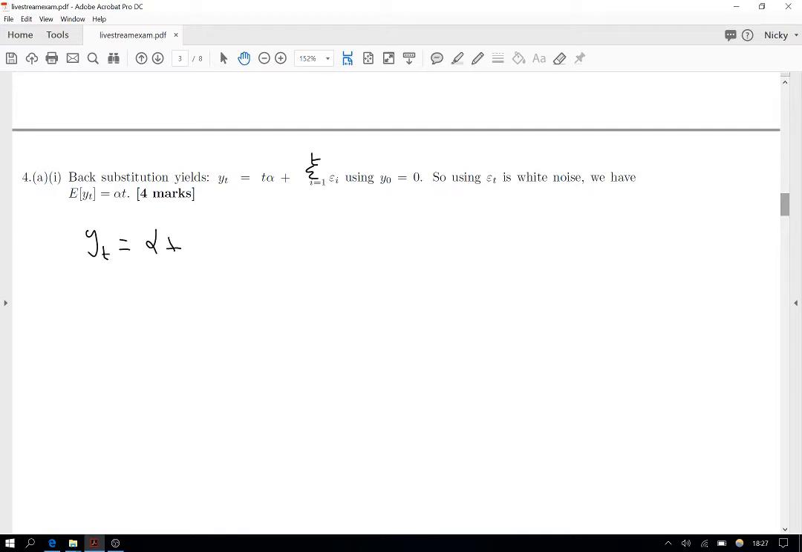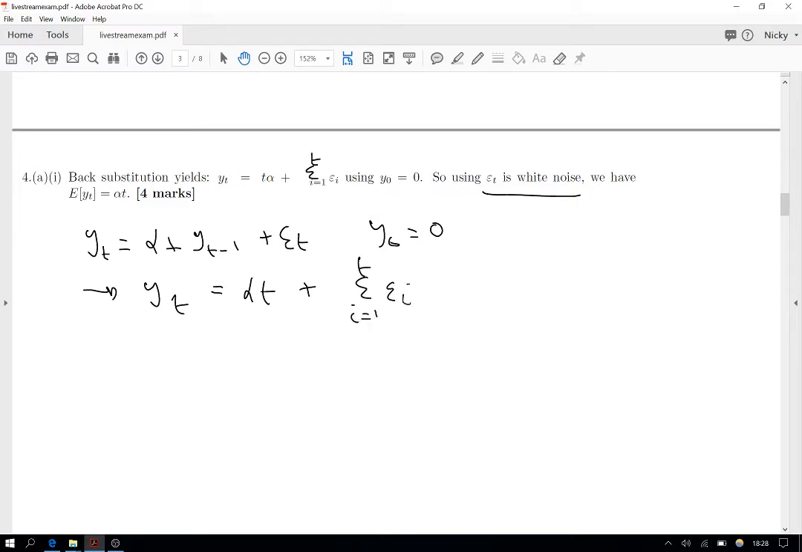We're told that we have a simple random walk. This just comes straight from the lecture slides, where y naught equals naught and epsilon t is a white noise process. The crucial thing to answer 1 and 2 is that we want to back substitute. We want to rewrite this as a function of the last t shocks. We saw in the lectures that you can keep recursing back t minus 1 times, and you can rewrite this as yt equals alpha t plus the sum from i equals 1 to t of epsilon i.